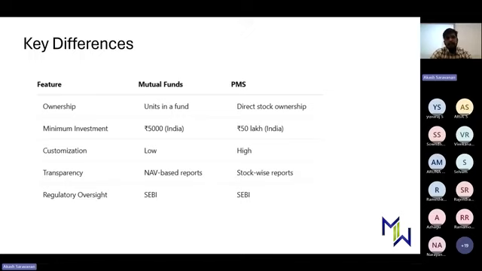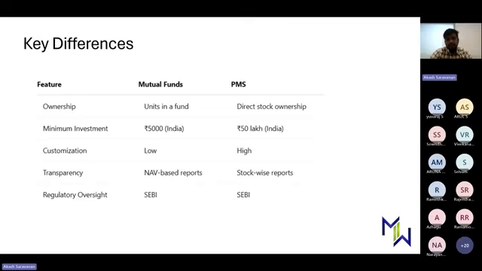So in PMS, once you start at 50 lakhs, it's like direct ownership. So the minimum investment, it's actually a mistake. In mutual funds you can start with 100 rupees, 500 rupees SIP or lump sums. But here in PMS, a minimum of 50 lakhs is required.